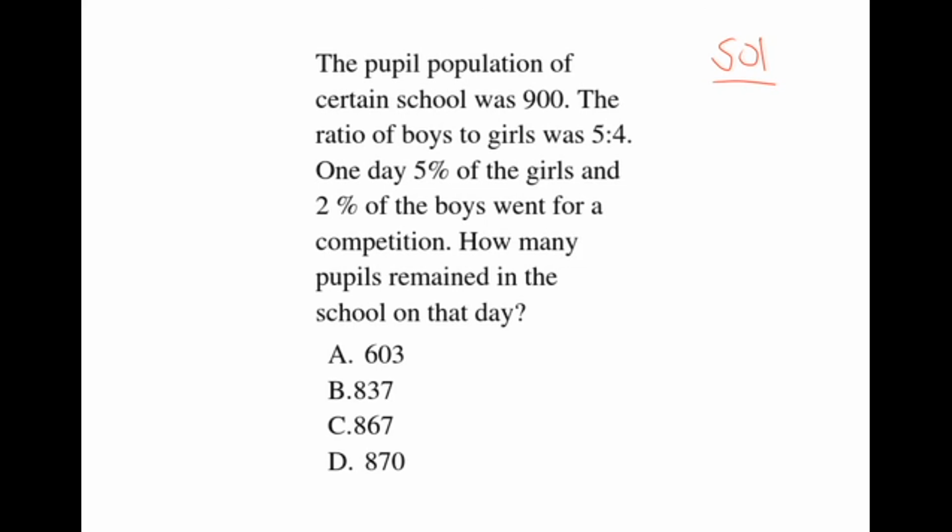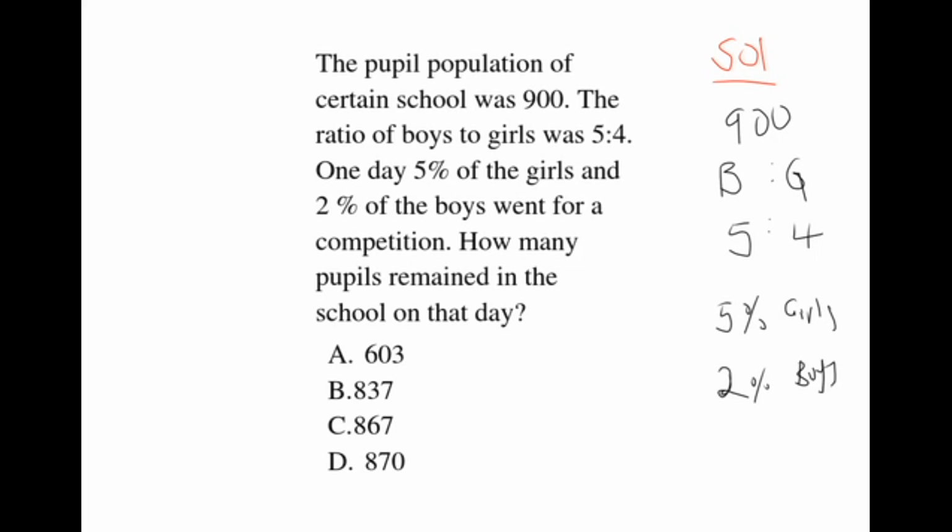We are told that the pupil population is 900. That is the population. Then we are told that the ratio of boys to girls is 5:4. Then we are told that one day 5% of the girls and 2% of the boys went for competition. Then we are asked how many pupils remained in the school on that day. From there we can proceed as follows.